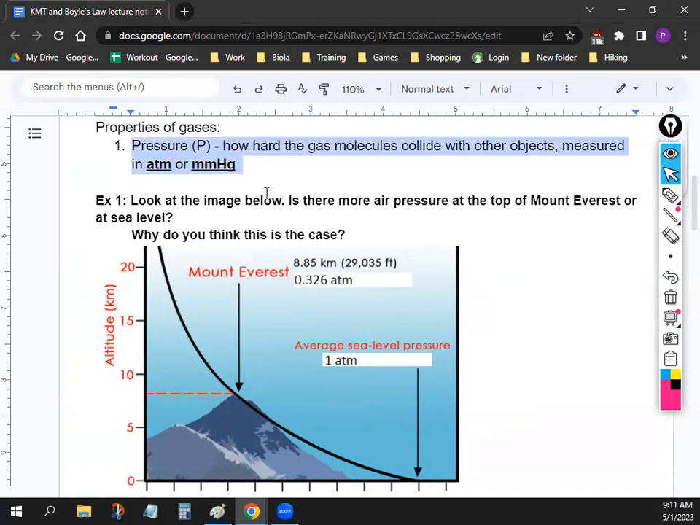So pressure is P, and it's how hard the gas molecules bump into stuff. And we measure it with ATM, which stands for atmospheres, or mmHg, which is millimeters of mercury.